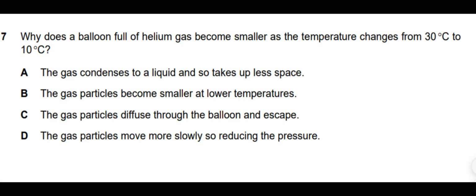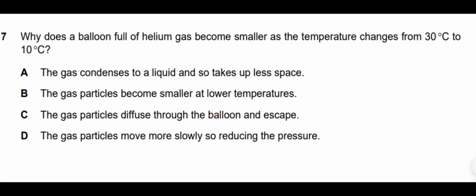Delta says the gas particles move more slowly, so reducing the pressure. Yes, that can be the correct option because we know that when the particles are losing kinetic energy, their collisions decrease, and the force with which they are colliding with the walls of the balloon decreases, so pressure also decreases. So that can help in reducing the volume of the helium gas at lower temperature. So alpha and delta can be the correct options. Bravo and Charlie cannot be the correct options.